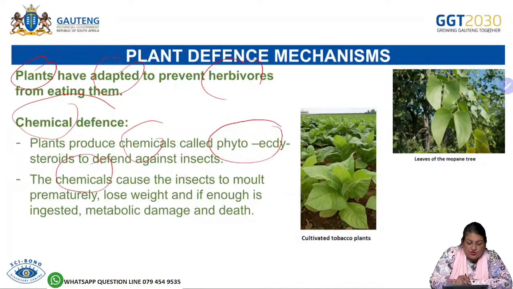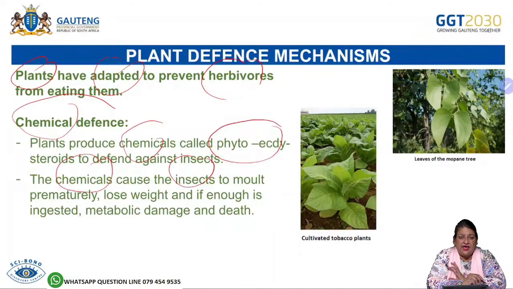So the chemicals cause the insects, if the insects should eat them, these insects now will molt and they will die prematurely. They will molt very, very fast and eventually die. So therefore, these chemicals act as repellents for the herbivores so that they won't be eaten.